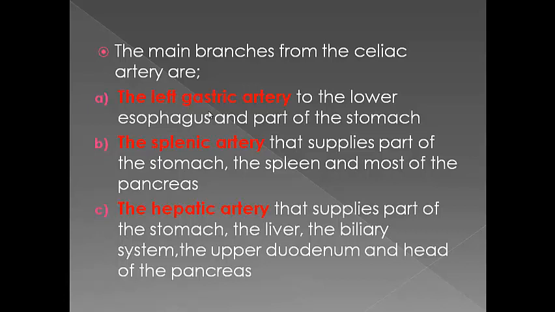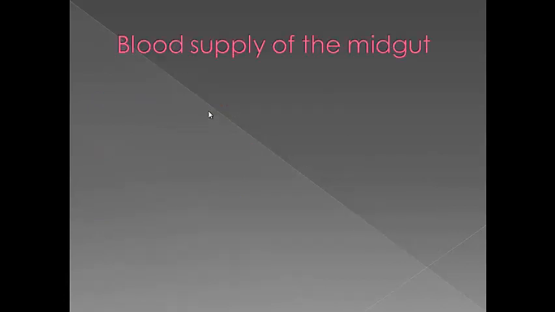If you want to go back to that lecture and review it, the hepatic artery also supplies the liver, the biliary system, the upper part of the duodenum, and it also gives branches to the head of the pancreas, okay, through its various branches. All right, so that wraps up the foregut.